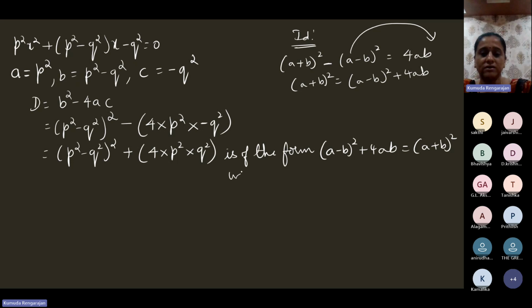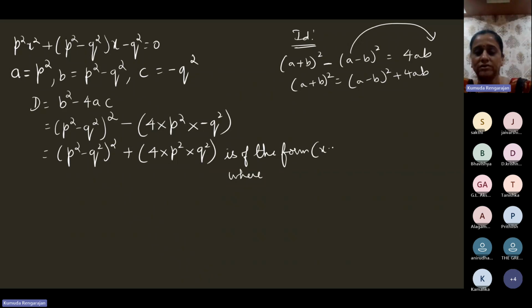So what is A? Please tell me. Now if you're getting confused with A, B, C here and A, B, C there, you can just write the identity using X and Y, or some other variables M and N. So X minus Y the whole squared plus 4XY is equal to X plus Y the whole squared, where X is what? What is X?